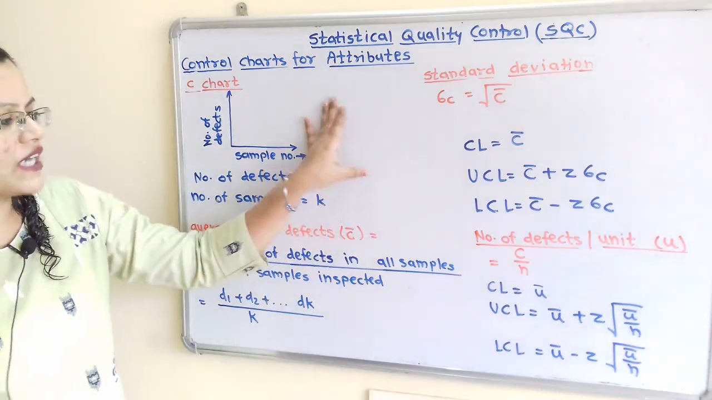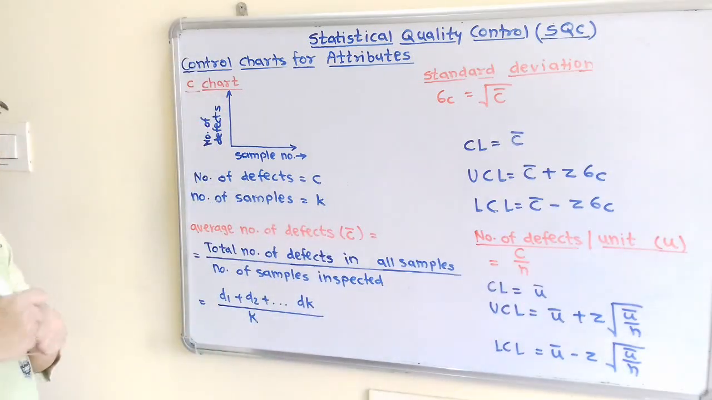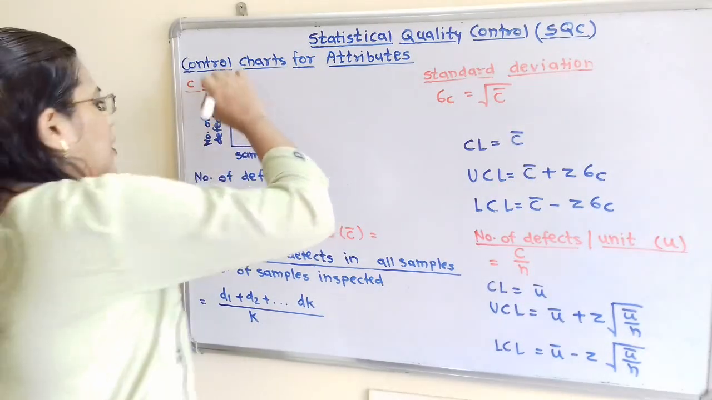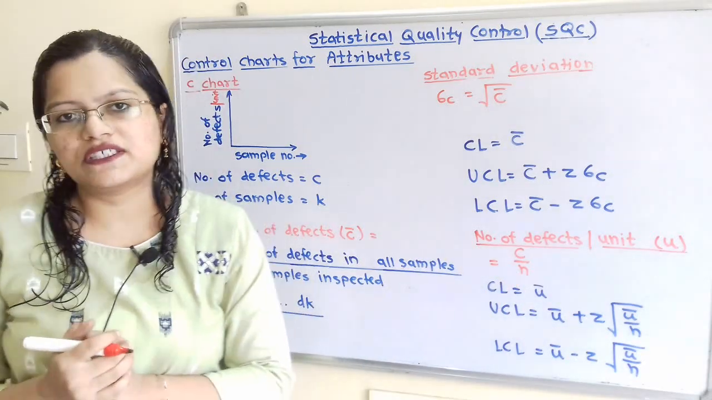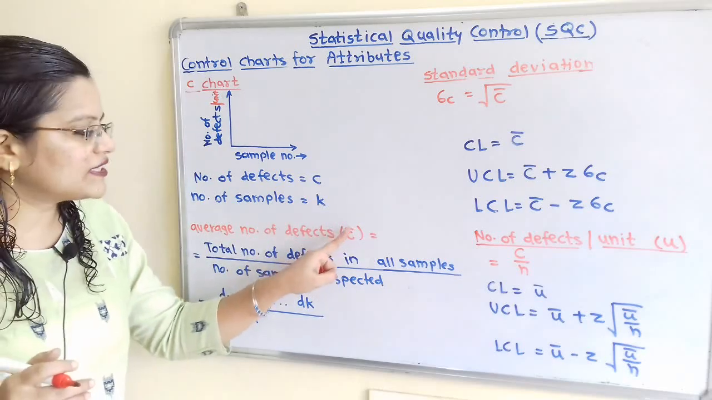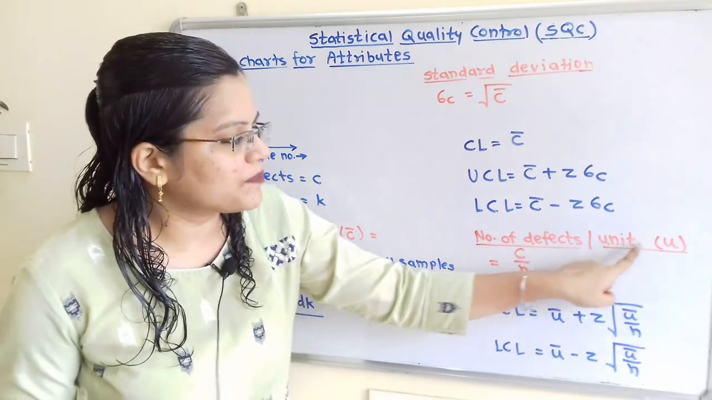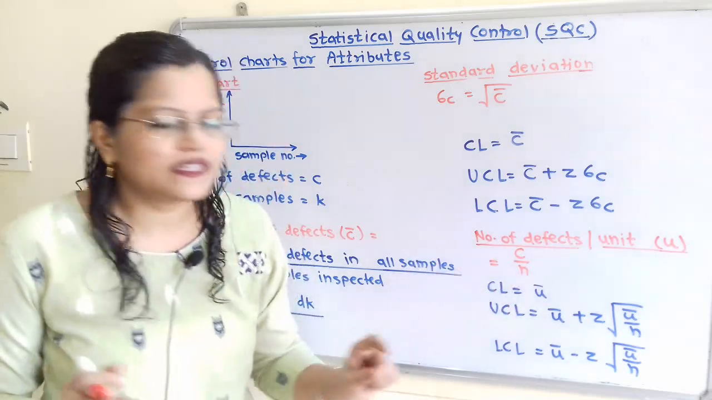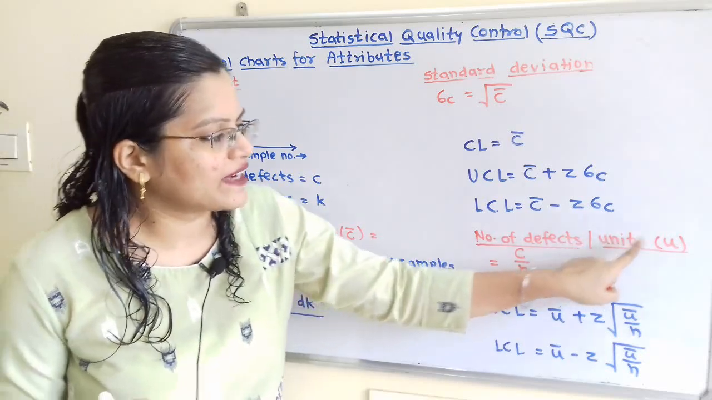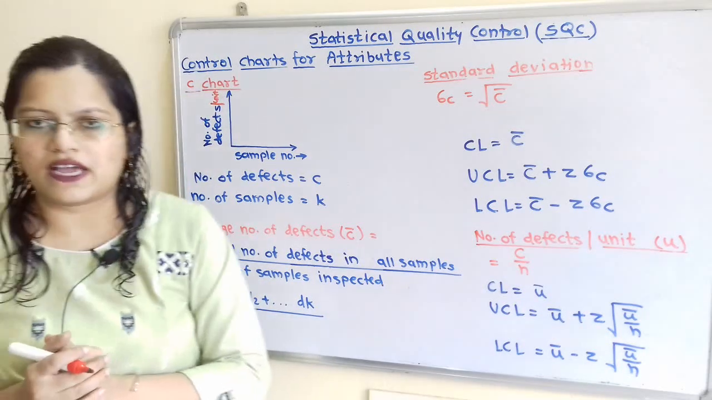Now, how to plot the chart for the number of defects per unit. The notation is U. Here we have to plot the number of defects per unit on the vertical line. In this case, sample size n is mentioned in the question. In the previous case, when we calculated C bar, the sample size was not given. But for the number of defects per unit, the sample size n is mentioned, so we have to calculate the number of defects per unit, that is C by n, and plot those values on the vertical line.